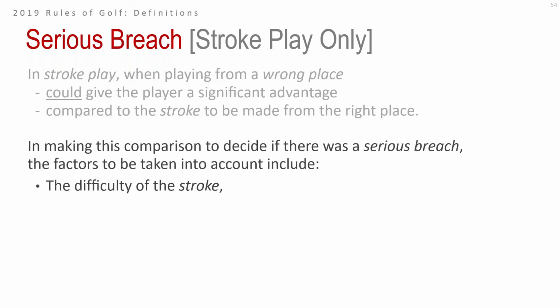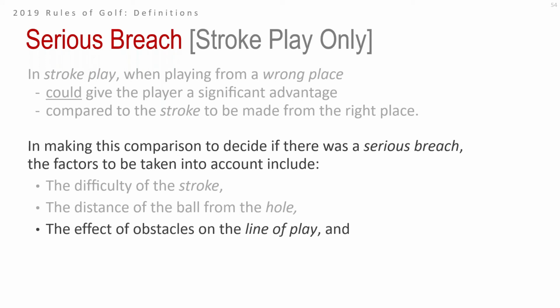In making this comparison to decide if there is a serious breach, the factors to be taken into account include a few things. For one, the difficulty of the stroke, the distance of the ball from the hole, the effect of the obstacles in the line of play, and the conditions affecting the stroke.